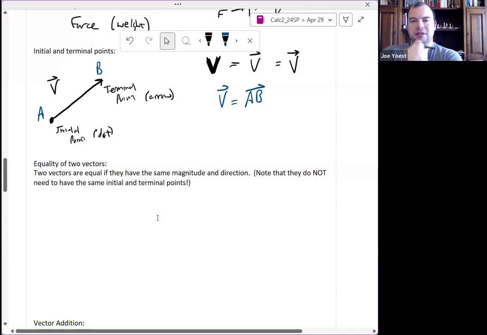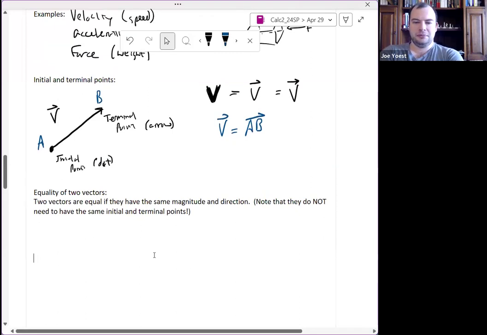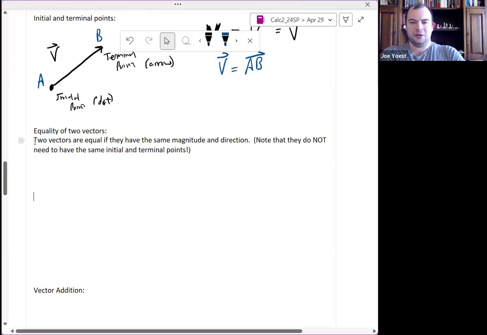Okay, so we have this idea of a vector that has an initial point and a terminal point. This is kind of strange though, right? We're used to working with numbers. We know when two numbers are equal and so on, but what does it mean when two vectors are equal? Well, we say two vectors are equal if they have the same magnitude and direction. Very important note, they do not have to have the same initial and terminal points.